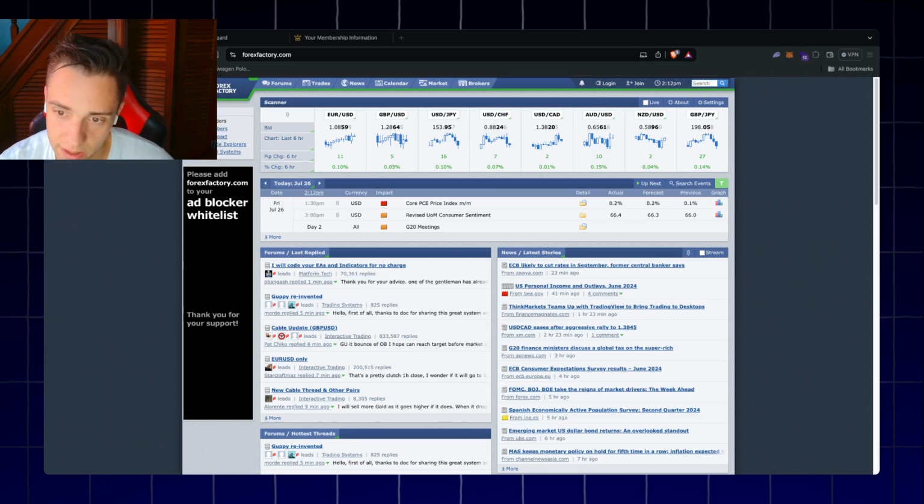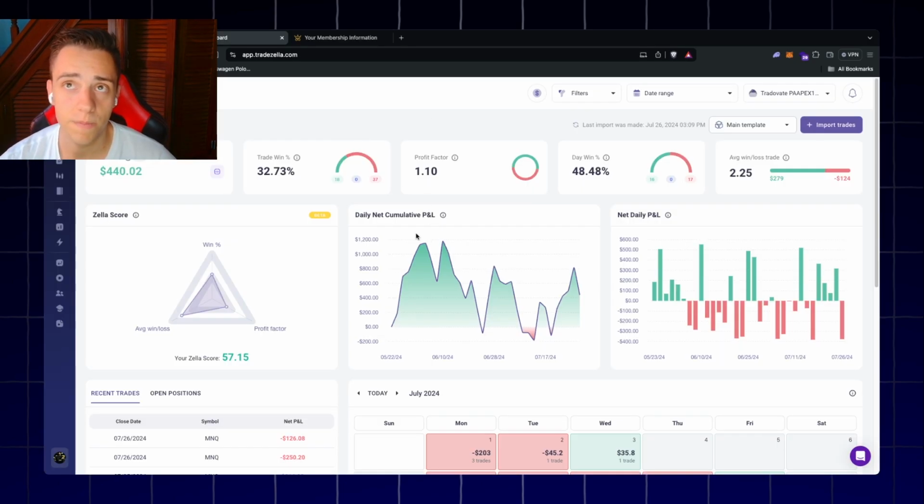I traded this. I ended up losing $376. I made a mistake. It's part of the game.